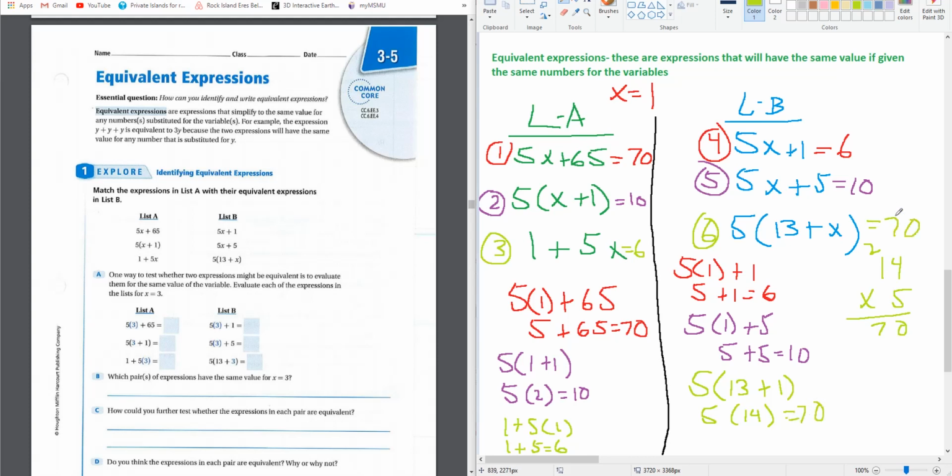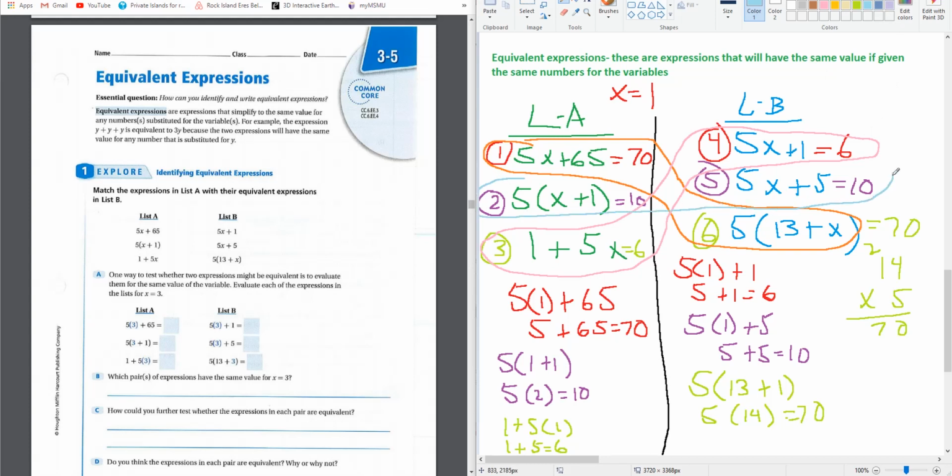So as you can see, some of these are matching up. Right now, what I have is number 1 and number 6. These came out to the same value. Therefore, they are equivalent expressions. Number 4 and number 3, these also came out to the same value. Therefore, they are equivalent expressions. And then number 2 and number 5, these came out to the same value. Therefore, these are equivalent expressions.